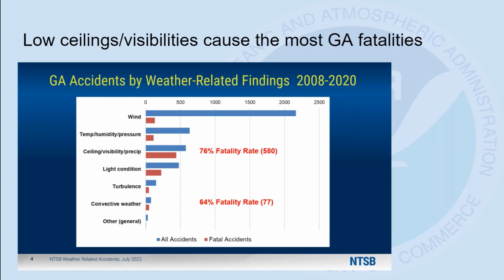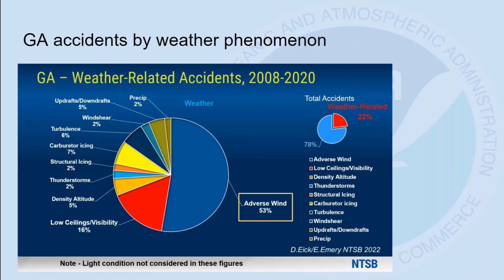And when you look a little deeper into those weather-related findings, you can see that wind by far outweighs all of the other causes of accidents, but the fatality rates are much, much higher for ceiling visibility and precipitation encounters, light conditions, and convective weather. So you can see wind causes a lot of problems, not as many fatalities, which is great news, but just want to put it in perspective for you so you can kind of see how things play out.